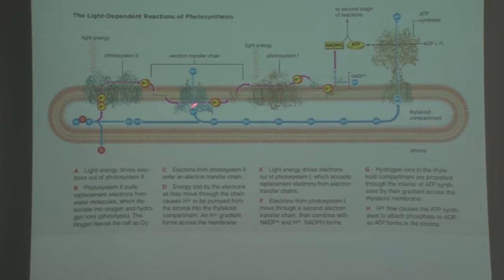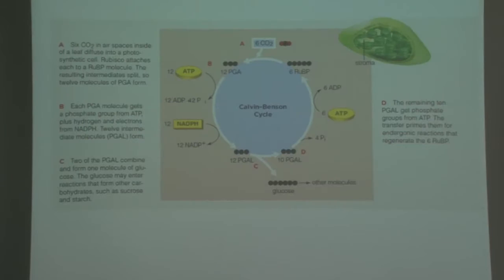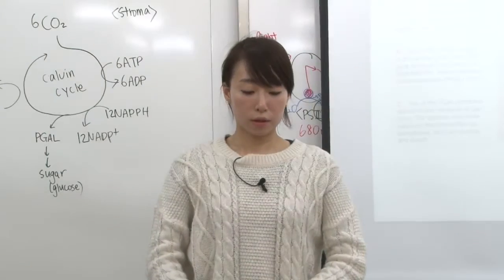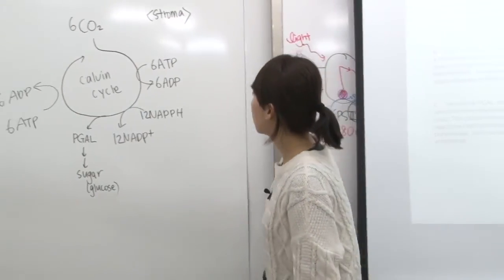Also, the proton gradient produced along the electron transfer chain goes down the gradient again to produce ATP through the ATP synthase. So as a result of the light-dependent reaction, O2, NADPH, and ATP get produced. NADPH and ATP proceed to the second stage of the reaction, which is called the light-independent reaction. This is the second step.